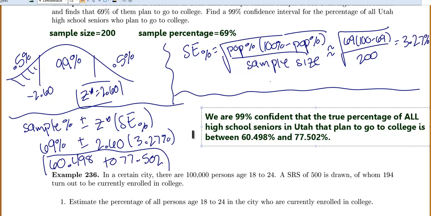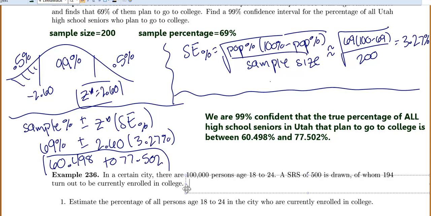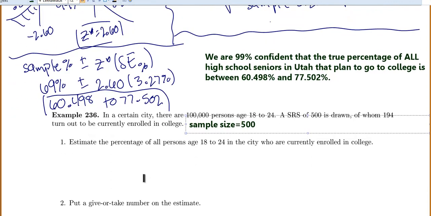Now for our next example, in a certain city there are 100,000 people aged 18 to 24. A simple random sample of 500 is drawn, of whom 194 turn out to be currently enrolled in college. So let's make a note. Our sample size equals 500. Estimate the percentage of all people in the city who are currently enrolled in college.